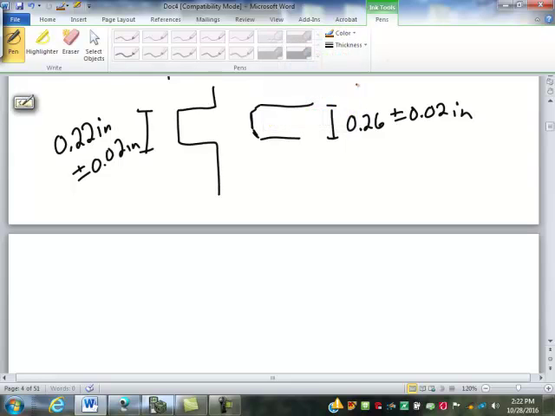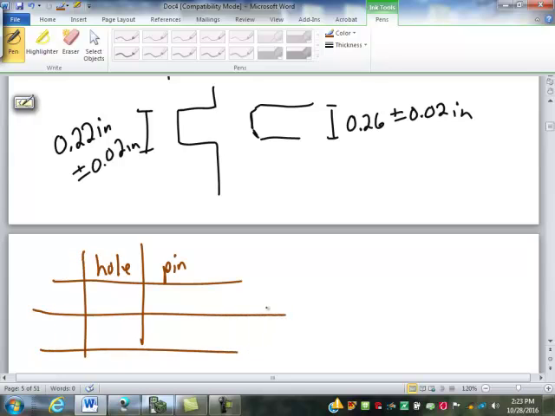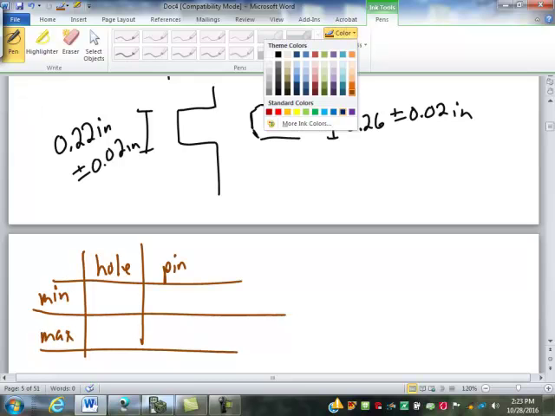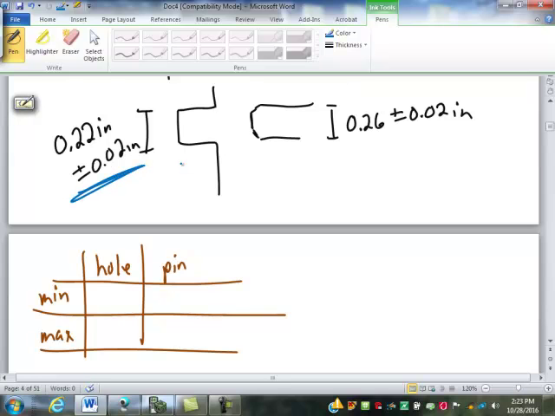So we look at this case now. We're going to look at the hole and I will call it the pin. And again, we're going to look at minimum and maximum size. What is the minimum size of that hole here? 0.20, good. What's the maximum size of the hole? 0.24. For the pin, what is the minimum size? 0.24. And the maximum size? 0.28.